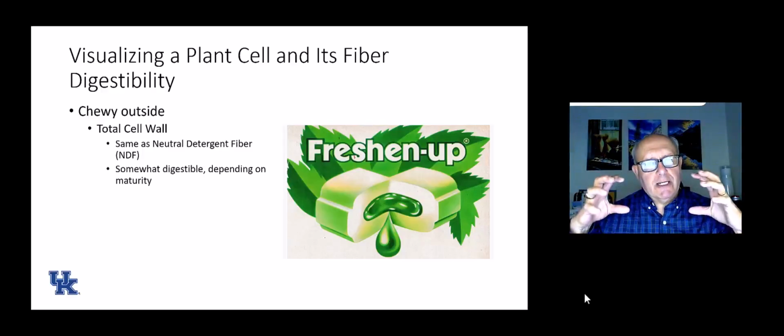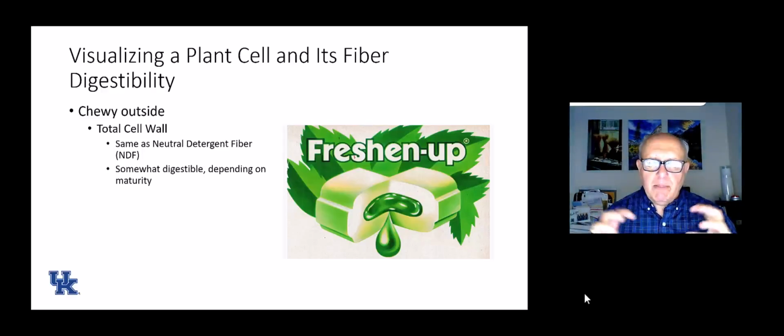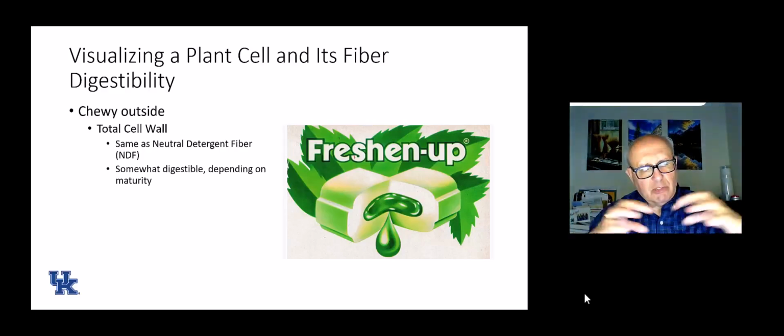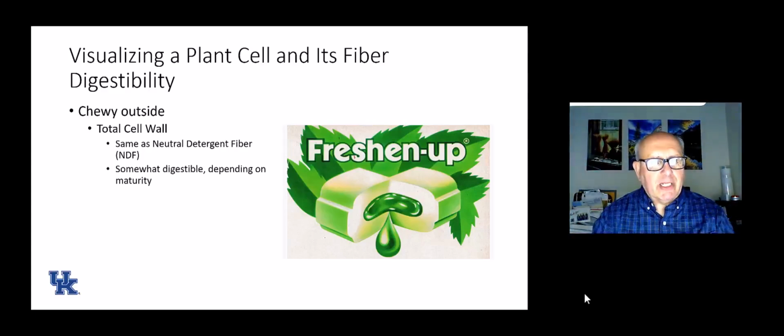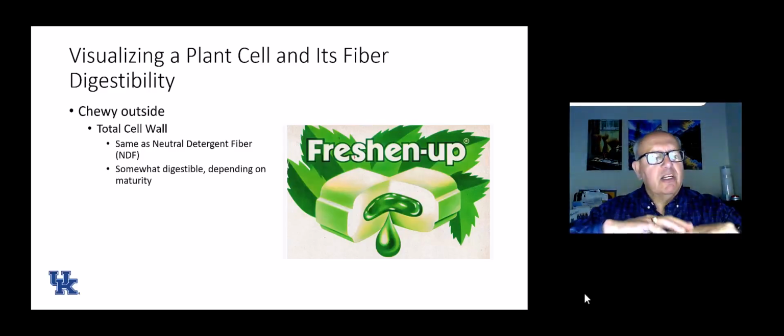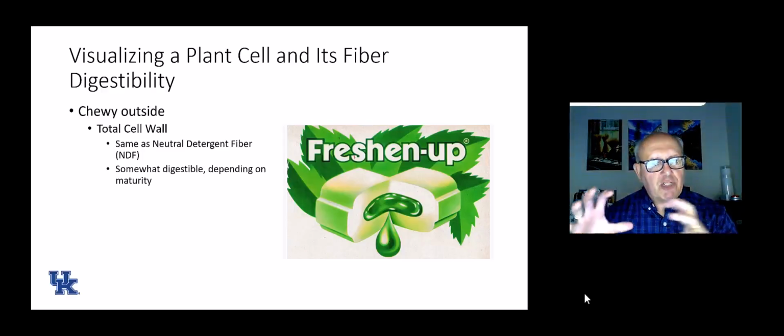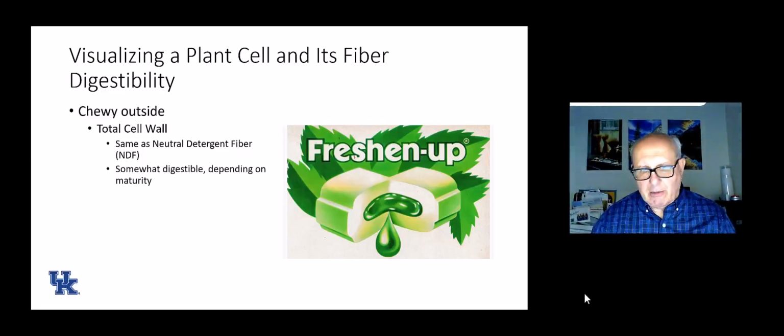When the plant is immature, there's a lot of sugar in the cell wall. Yes, it's still a cell wall. You've got to be able to break it down to get the sugar. But it's young. It's not stiff and old and decrepit like you can think of people in that way. But that's the cell wall. That's the NDF.